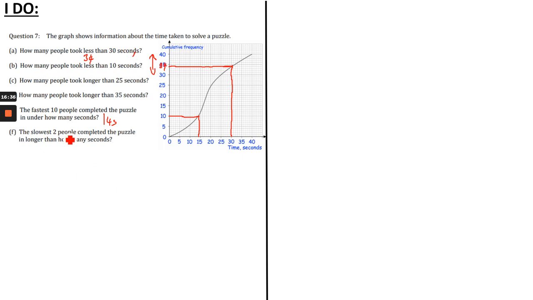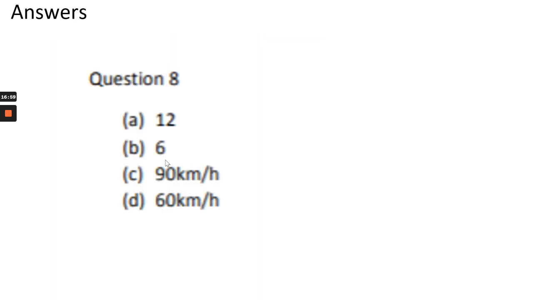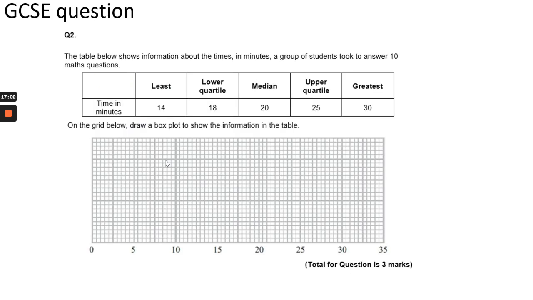The slowest 2 people, you're going to be going up to the top. So taking off 2, that's going to be the 39th and the 40th. So you're then going to be able to see what time they did, and then you can compare that with the shortest and the longest time taken. Okay, give that question a go, and then check your answers on the next slide. Okay, this is a GCSE question. Pause the video, play when you're ready to go through the answer.